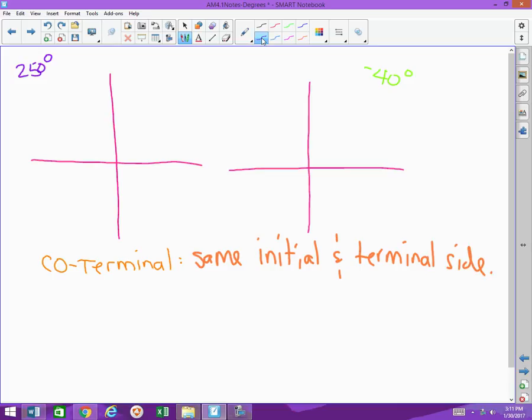So a 250-degree angle would start here, and there's 180, 270, so 250 is approximately there, and it's this angle. So if we want to find a coterminal angle, that would be this angle from here to there. And let's see, it's 360 all the way around, so if you subtract 360 from this, you are going to get a negative 110 degrees. That's a coterminal angle.